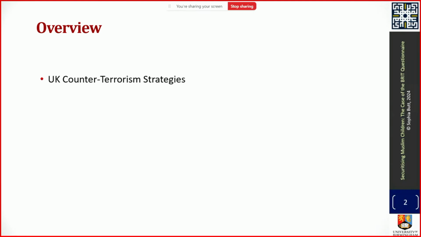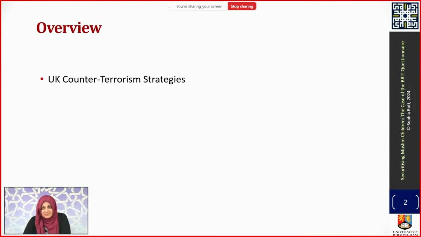So I'll say a little bit about the main counter-terrorism strategies and policies that are of importance and relevance to what I'd like to focus on here, and then introduce the BRIT questionnaire together with ERG 22+, plus the VAF, or the Vulnerability Assessment Framework, and highlighting how the three of these are linked.